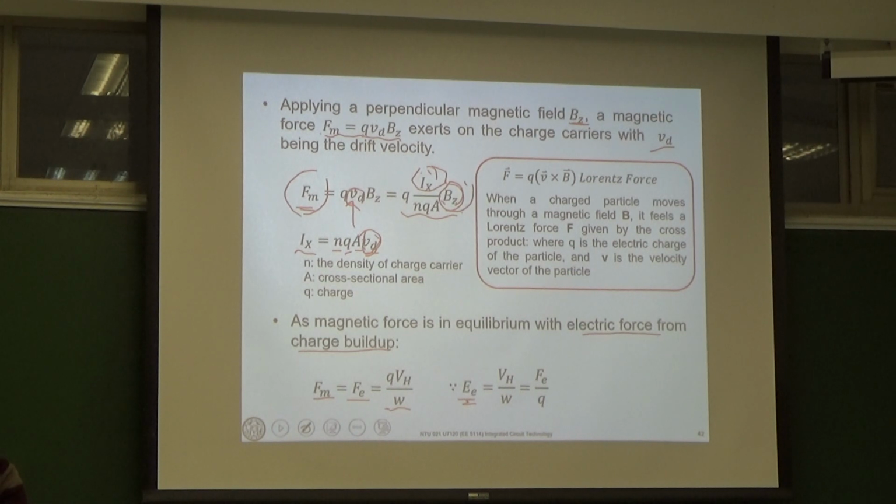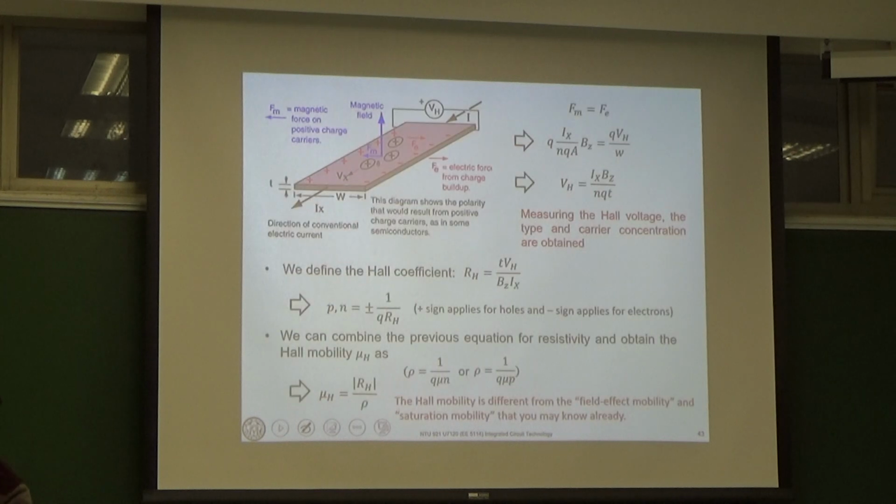So this electrical force will equal your magnetic force. We already have these two, so now you can rearrange this formula. We have this Hall voltage VH, and we can measure this VH. Then we know the type and carrier concentration, because Ix, Bz, thickness, and Q, those are numbers you already know, right?